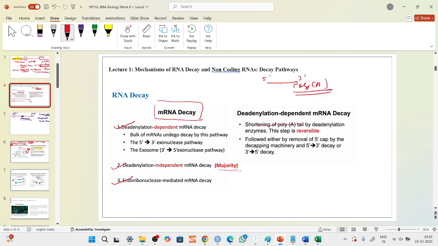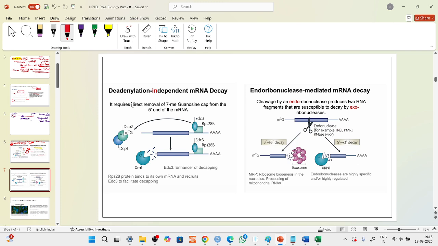So what are we learning here? We are learning about the different pathways through which mRNA is decayed. There are three pathways. First is deadenylation dependent mRNA decay. Second is deadenylation independent mRNA decay. And the third one is endoribonuclease mediated mRNA decay. So now we'll study the deadenylation independent mRNA decay. What does it mean?